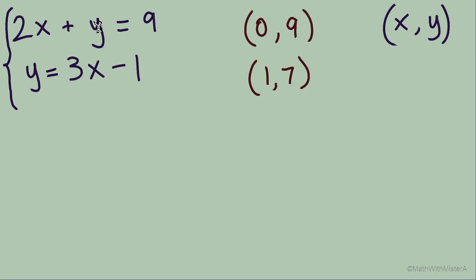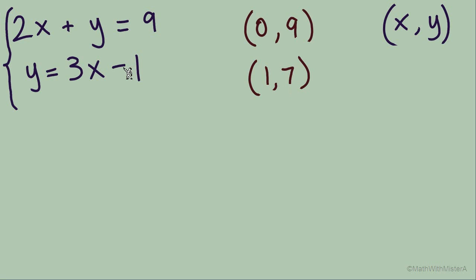We know these two work for the top equation, but let's take 0, 9. Would that be a solution to the bottom equation? Well, if x equals 0, 3 times 0 is 0. 0 minus 1 will not equal 9. So definitely we do not have an ordered pair solution for the system, something that works for both equations. And 1, 7 won't work either. If x equals 1, 3 times 1 is 3. Minus 1 equals 2, not 7. So another ordered pair solution that works for one of these equations, but not both.